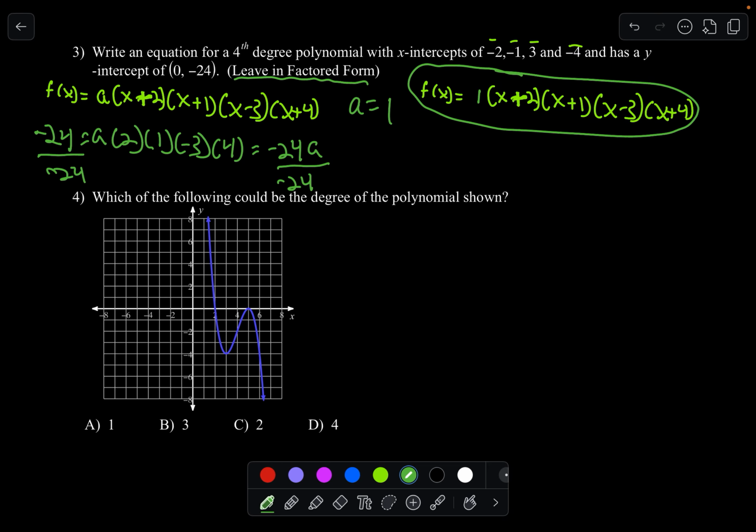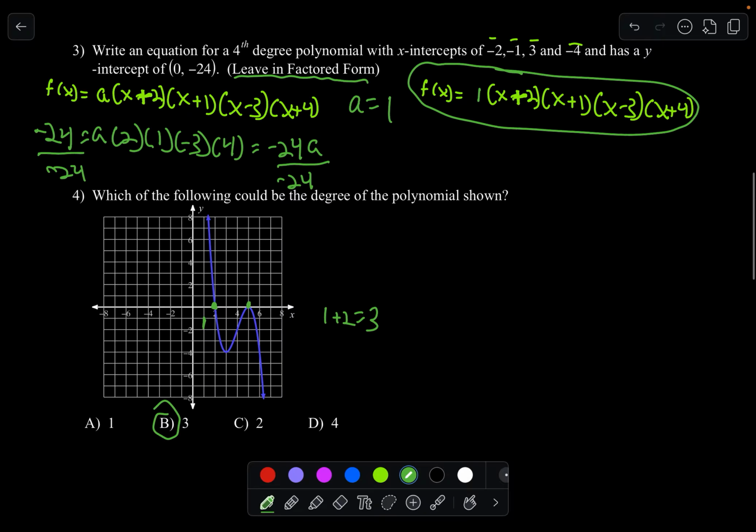Next up, which of the following could be the degree of the polynomial shown? You got 1, 3, 2, and 4. Looking at this, we know right here that's a multiplicity of 1. So x minus 2 shows up once. Right here at x equals 5, it bounces, so that's a multiplicity of 2. So 1 plus 2 equals 3. So the degree of the polynomial shown could be degree 3.